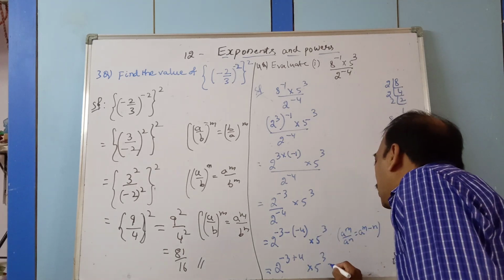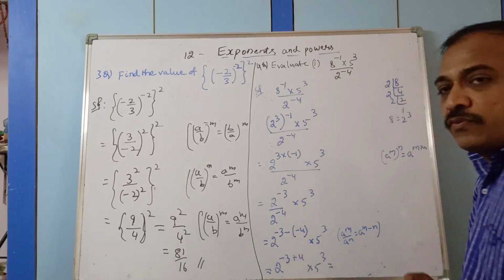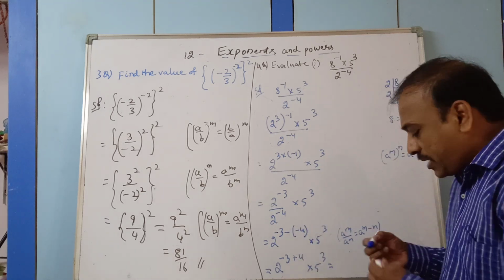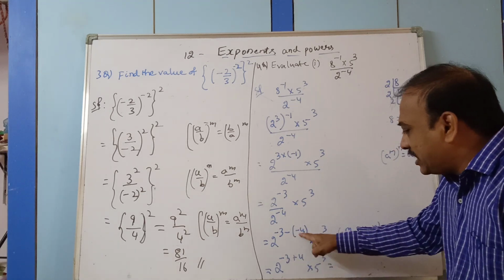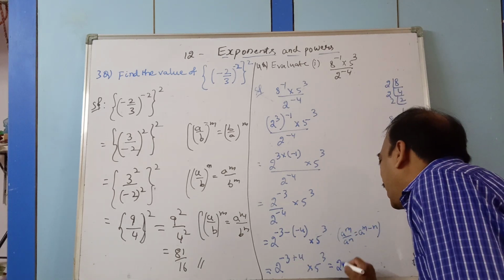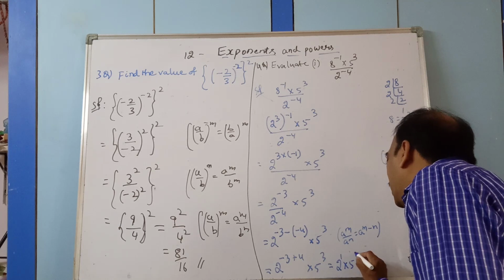Now, which is equal to minus 3 plus 4. Minus 3, which are here? Are you following? This is minus 3, minus into minus, plus 4. So, minus 3 plus 4 is 2 to the power 1 into 5 power 3.